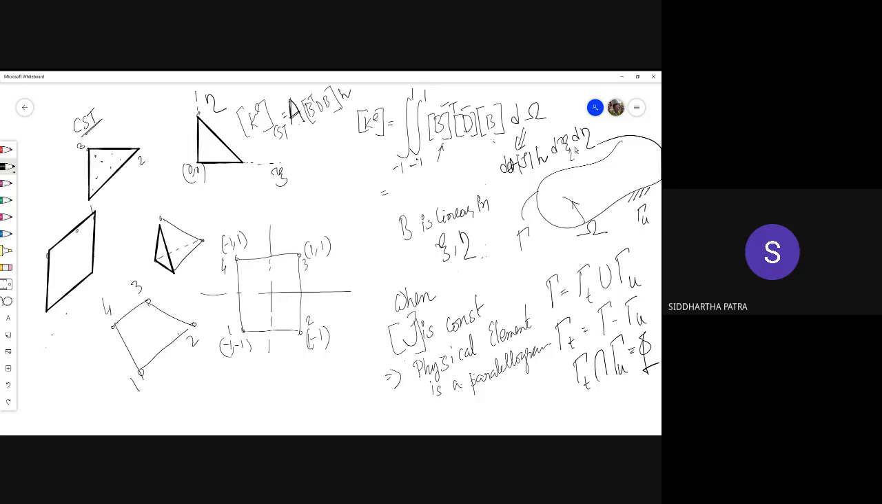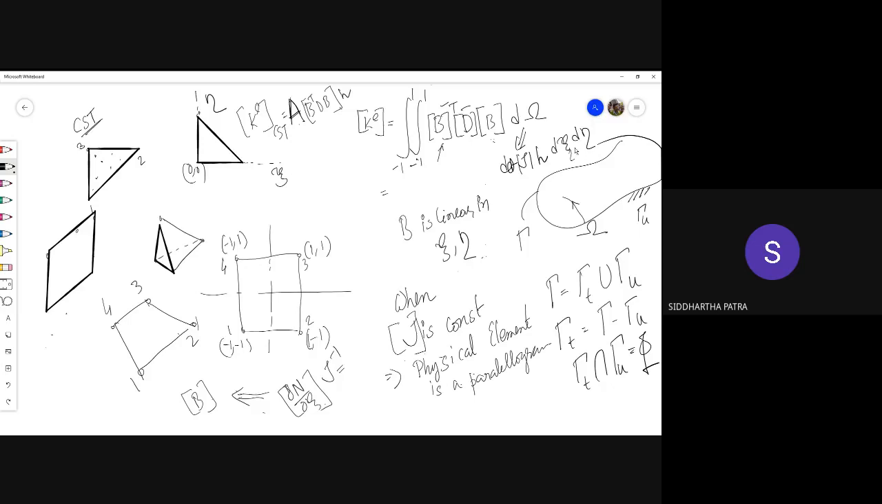But if it is a general quadrilateral, this J is also not constant. You might remember that the terms within the B matrix come from the del N del xi matrix, where you take the gradient of the shape functions with respect to xi and eta times the J inverse. So terms from this matrix come to the B matrix.